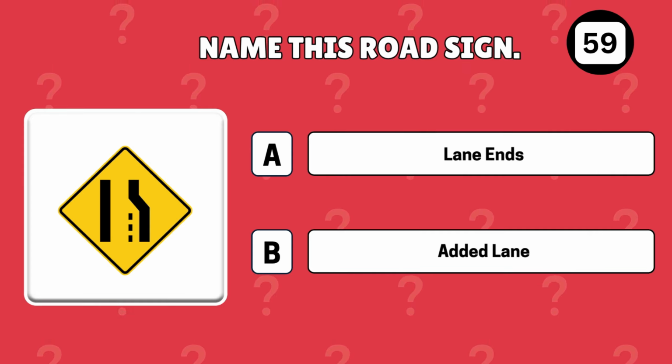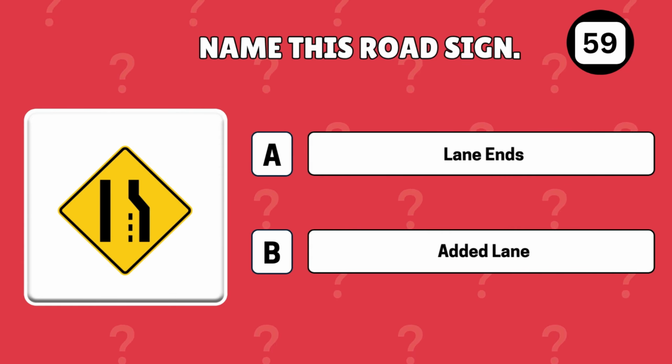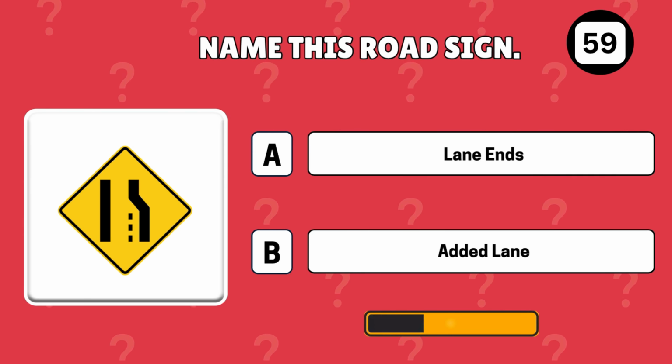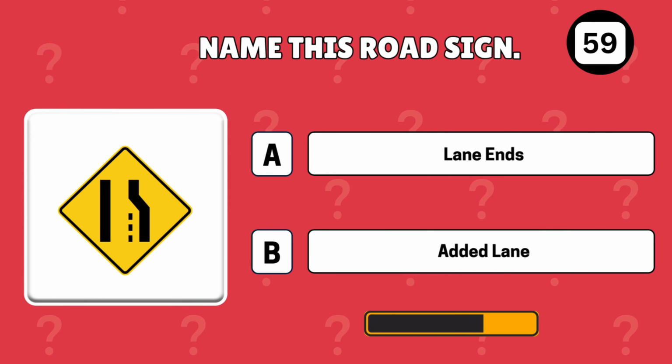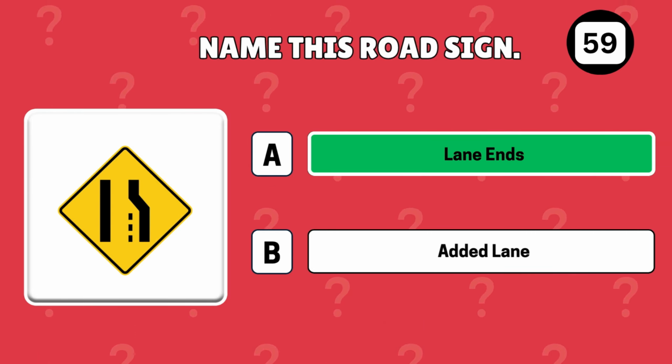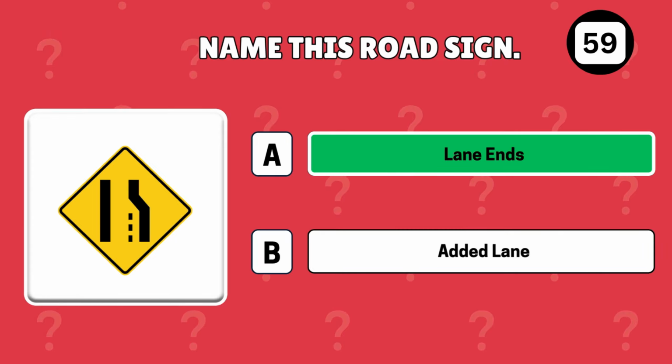Name this road sign. A. Lane ends. B. Added lane. Good observation. This is the lane ends sign.